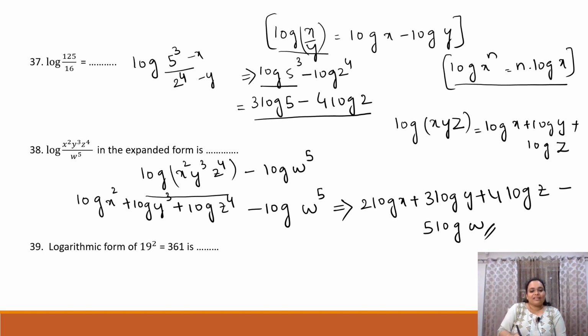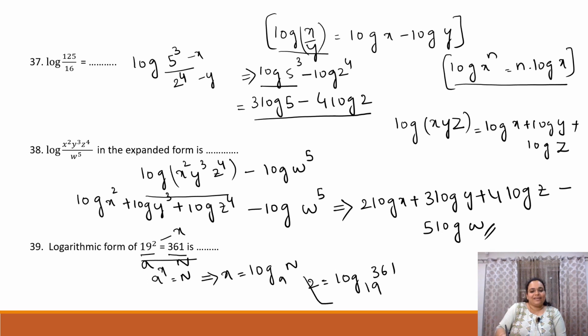And now let's see the logarithmic form of 19 square equals 361. If you observe this, this is in the form of a power x is equal to n. If you want to convert into log form, x is equal to log n to the base a. This 361 is your n, 19 is your a and 2 is your x. So 2 is equal to log 361 to the base 19. This is your logarithmic form.